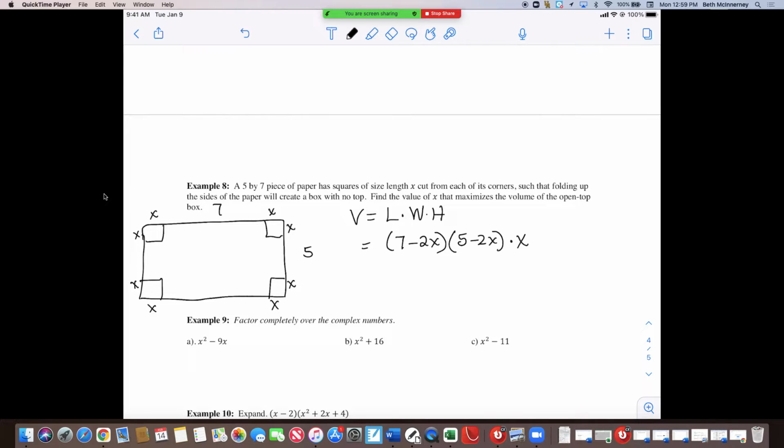Okay. So let's go ahead and let's multiply it out. This is 35, and maybe I'll put the extra step in. This might be a little bit harder for us.